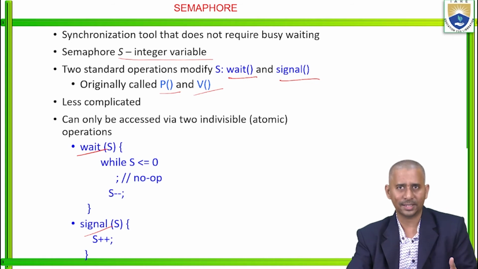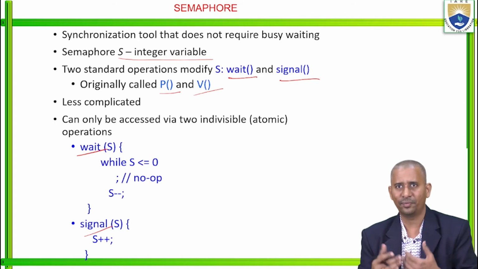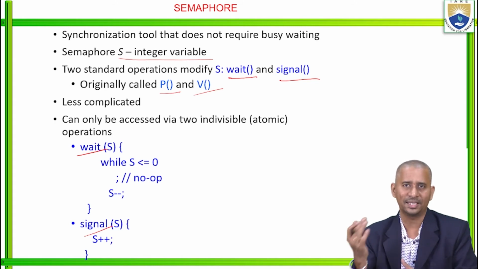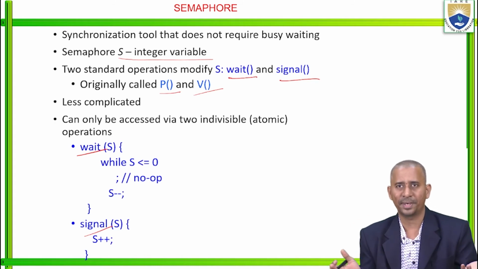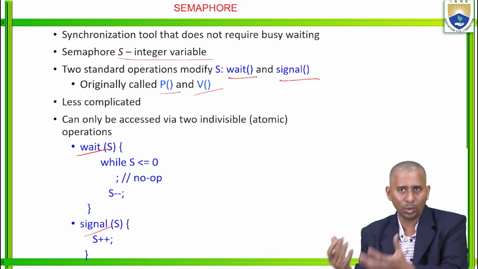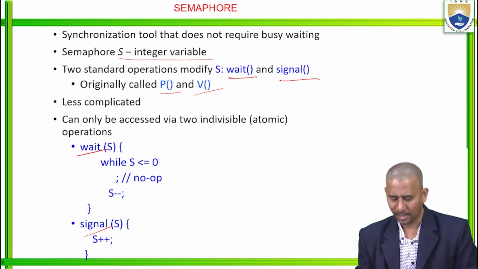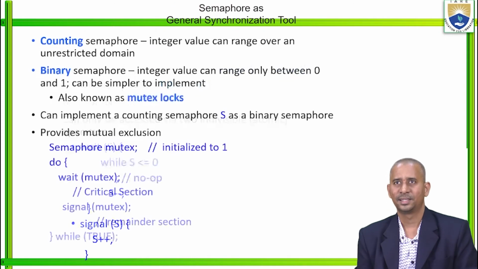See, wait of S, which represents that the semaphore is decremented: while S is less than or equal to 0, no operation is performed, then S is decremented. Else, signal of S is nothing but it's ready to acquire, ready to access, so that is incremented, S plus plus. So that is the semaphore.